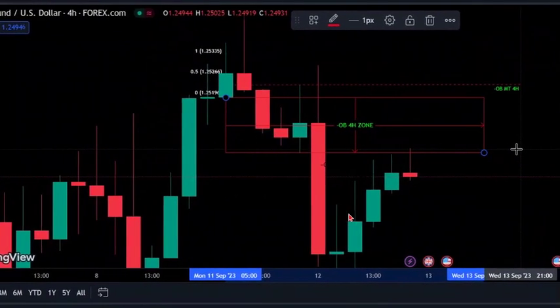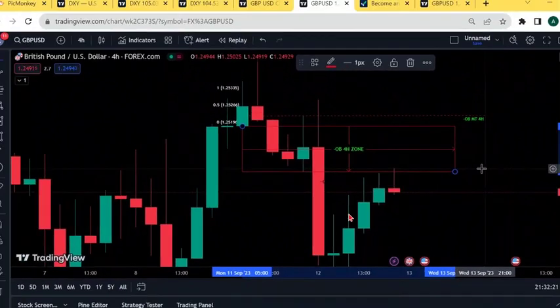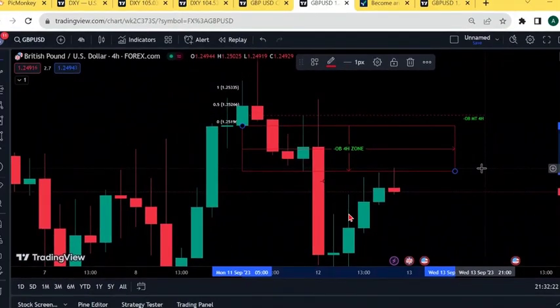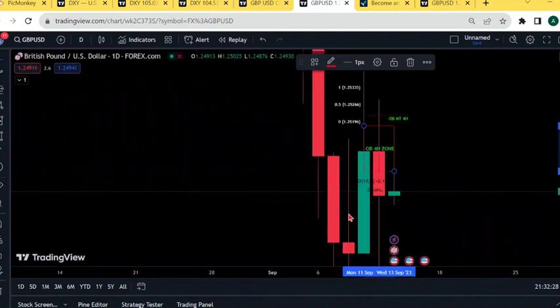So now I'm about to take you to, we're going to get to the breaker. I just want to show you something. Go ahead and click on 1D. Click on 1D. I'm just trying to show you the power of the higher time frame with this ICT stuff.